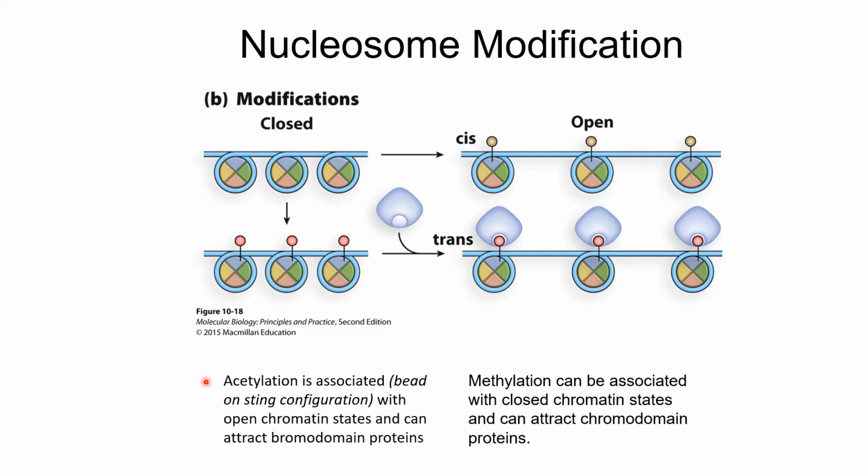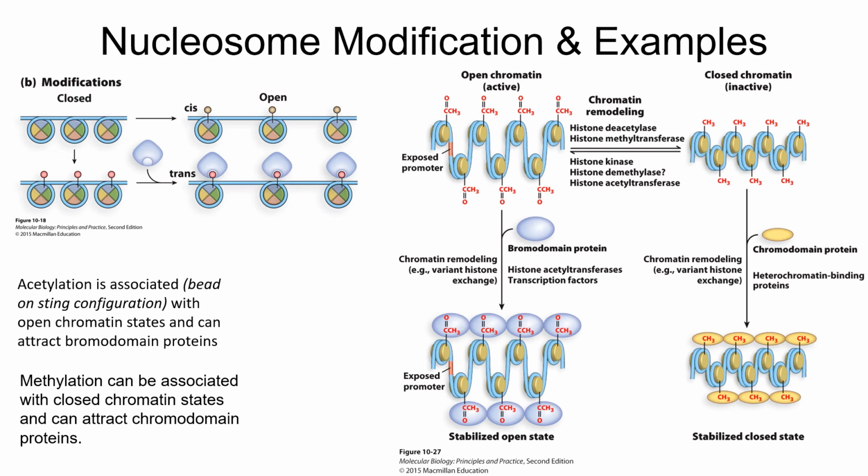And two ways of modification are acetylation, and this happens on the histone tails. This is associated with opening the chromatin so that proteins can bind, whereas methylation is associated with closing the chromatin state, so it will attract chromodomain proteins and keep them less expressive.